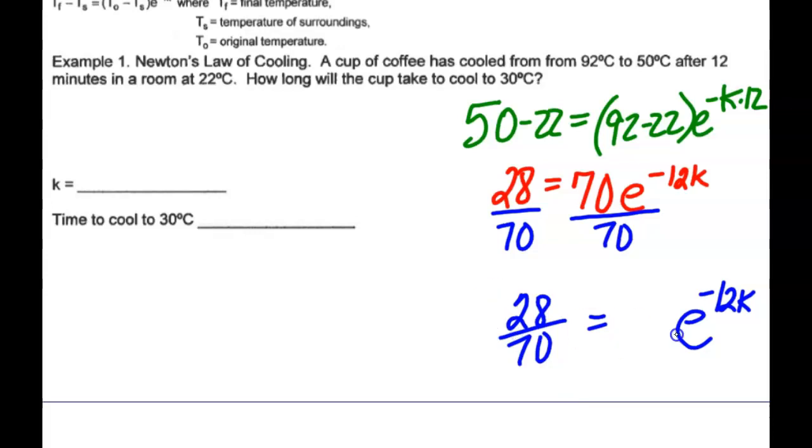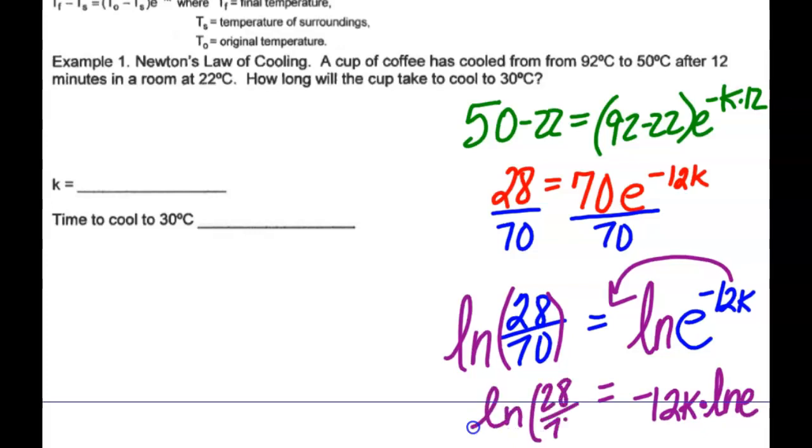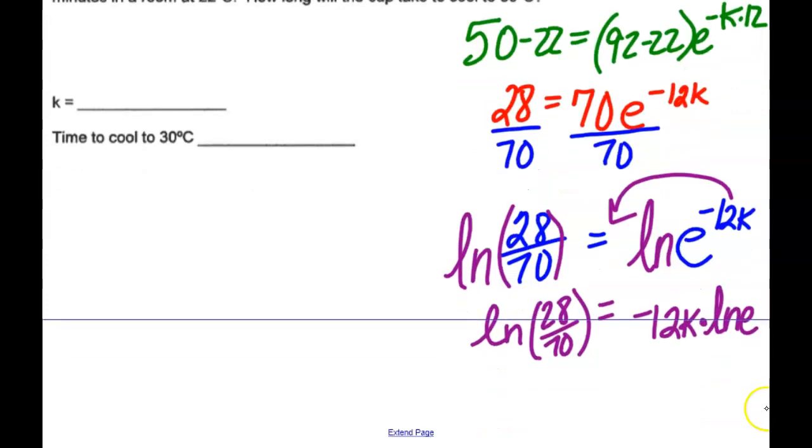So I have 28 over 70 equals e to the negative 12k. My unknown is in the exponent, so I need to take the log of both sides. What kind of log do I want to use because it's base e? So I'm going to do ln. So over here we bring the negative 12k down in front times the natural log of e equals the natural log of 28 over 70, and we're going to want to type that in a second. But what is the natural log of e? It's just 1. So 1 times anything is just itself. So we just have negative 12k equals this.